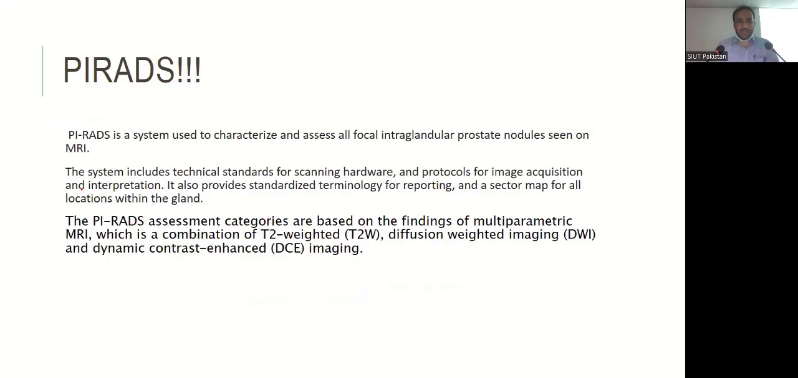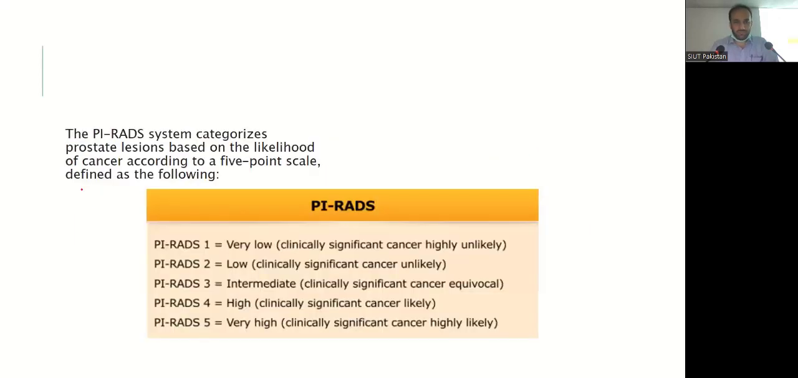Now we will talk about PI-RADS. PI-RADS is a system used to categorize and assess all focal intraglandular prostate nodules seen on MRI. The system includes technical standards for scanning hardware and protocols for image acquisition and interpretation. It also provides standardized terminology for reporting and a sector map for all locations within the gland. The PI-RADS assessment categories are based on the findings of multiparametric MRI, which is a combination of T2 weighted imaging, diffusion weighted imaging, and dynamic contrast enhanced imaging.